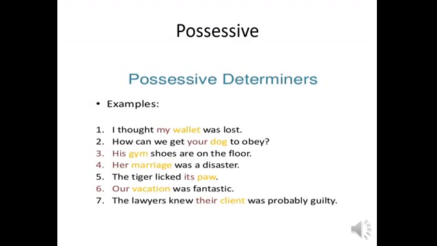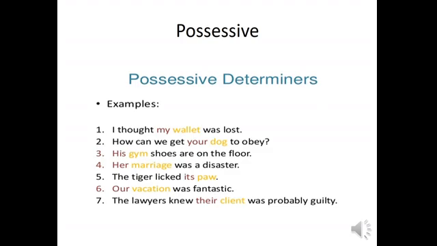Possessive determiners give us an idea about possessiveness, such as: I thought my wallet was lost. How can we get your dog to obey? His gym shoes are on the floor. Her marriage was a disaster. The tiger licked its paw. Our vacation was fantastic. The lawyer knew their client was probably guilty. So these are 7 examples of possessive determiners.